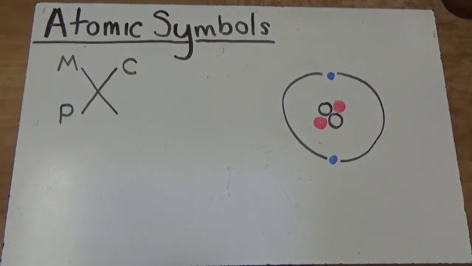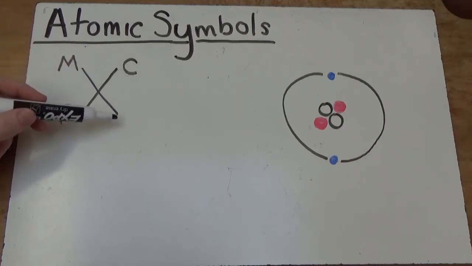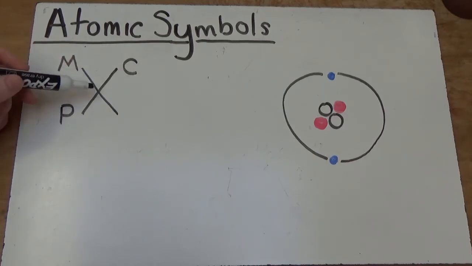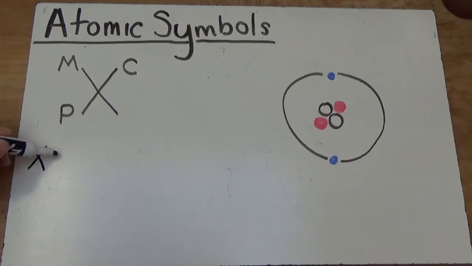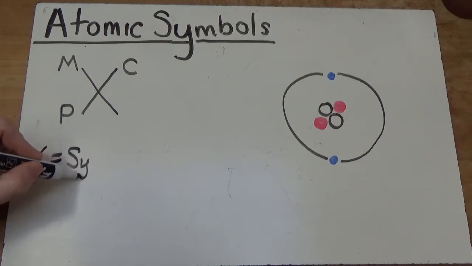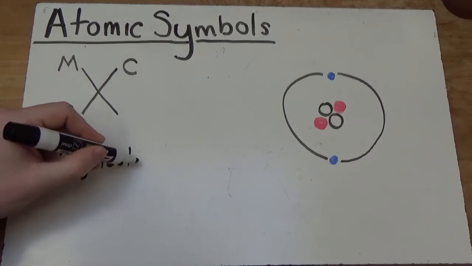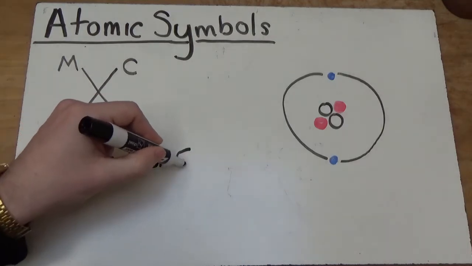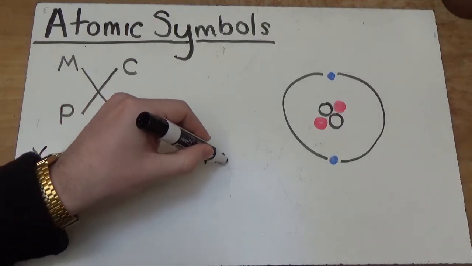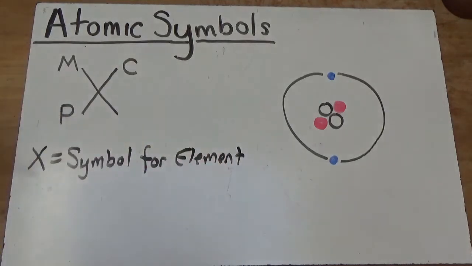Today's lesson is atomic symbols. When going through your career in chemistry, you're going to experience many symbols and see them that have the general formula like this, where X is the symbol for that element. These are found on the periodic table. They're usually 1 or 2 letters.